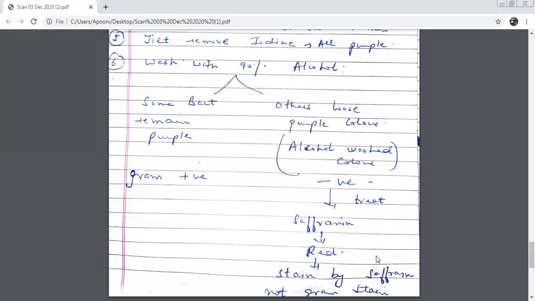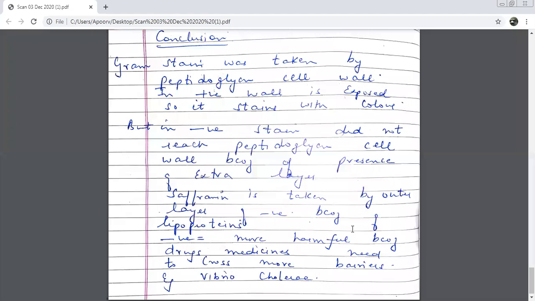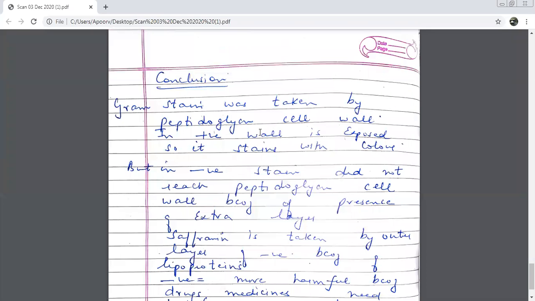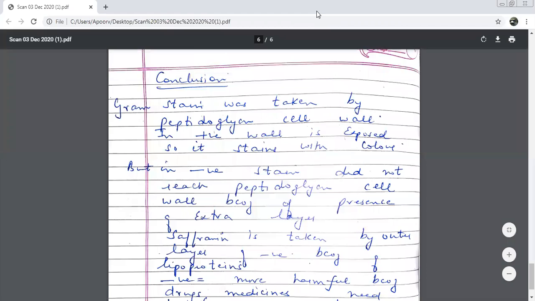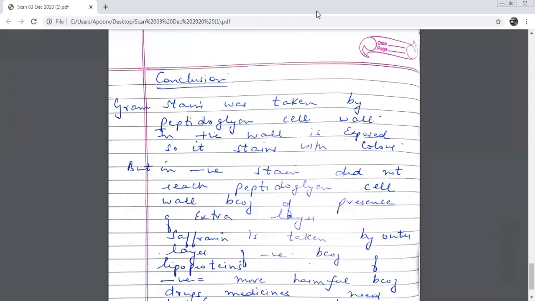Let's do this very quickly. We had done till here. Let's have Safranin in this. Conclusion now. In the gram positive, the wall is exposed, so it stains with the color. See, this stain, I'm talking about gram stain. Peptidoglycan is very adaptive to this stain. It takes up the stain very easily, beta. Which compound? Peptidoglycan. But the difference is when we talk about a gram positive one, the peptidoglycan wall is on the outside.